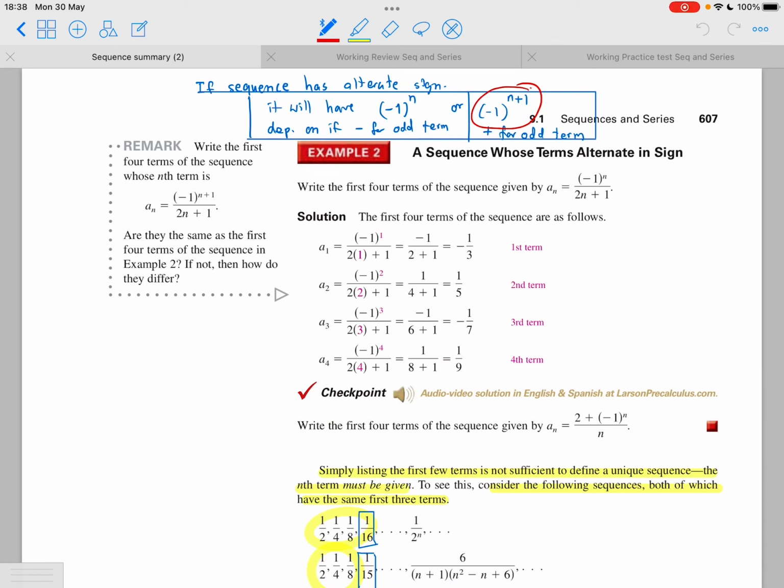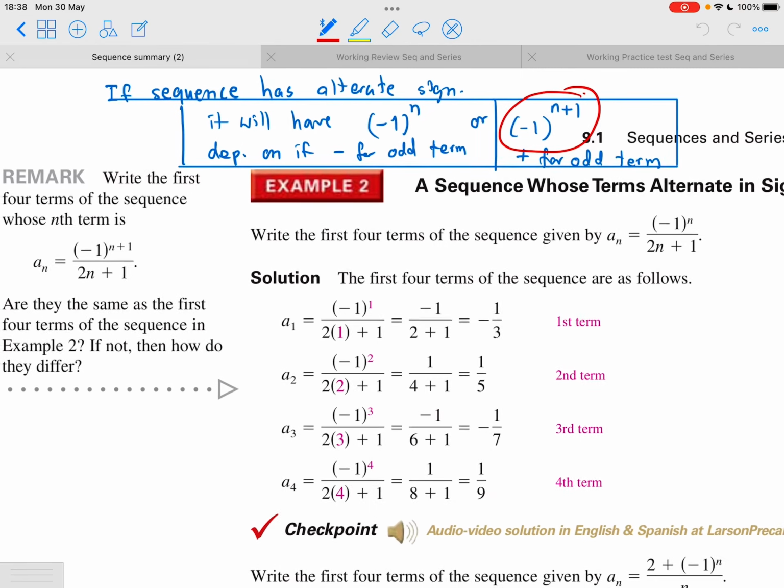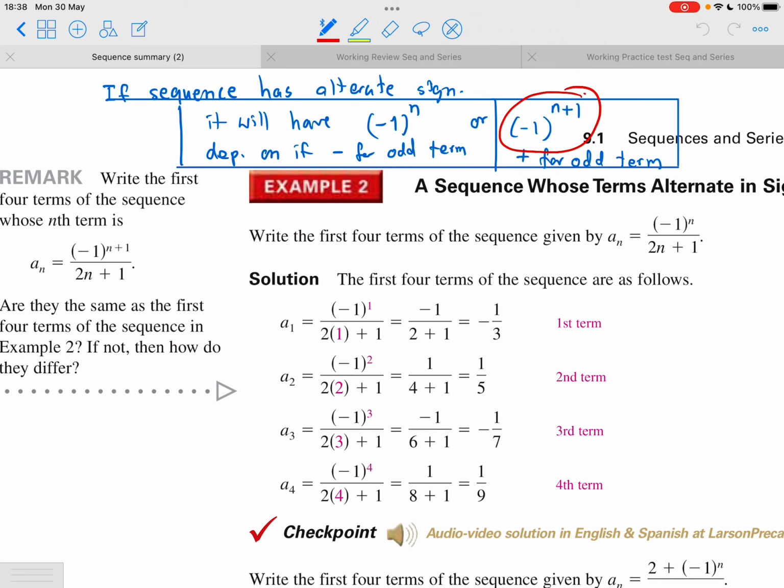Sequence and series. If a sequence has alternate sign, then it must be preceded with the term minus 1 to the power n. It depends on whether the term is negative for the odd terms, like the first, the third, and so on, then it would be minus 1 to the power n, right? When the first term is 1, then it's negative.